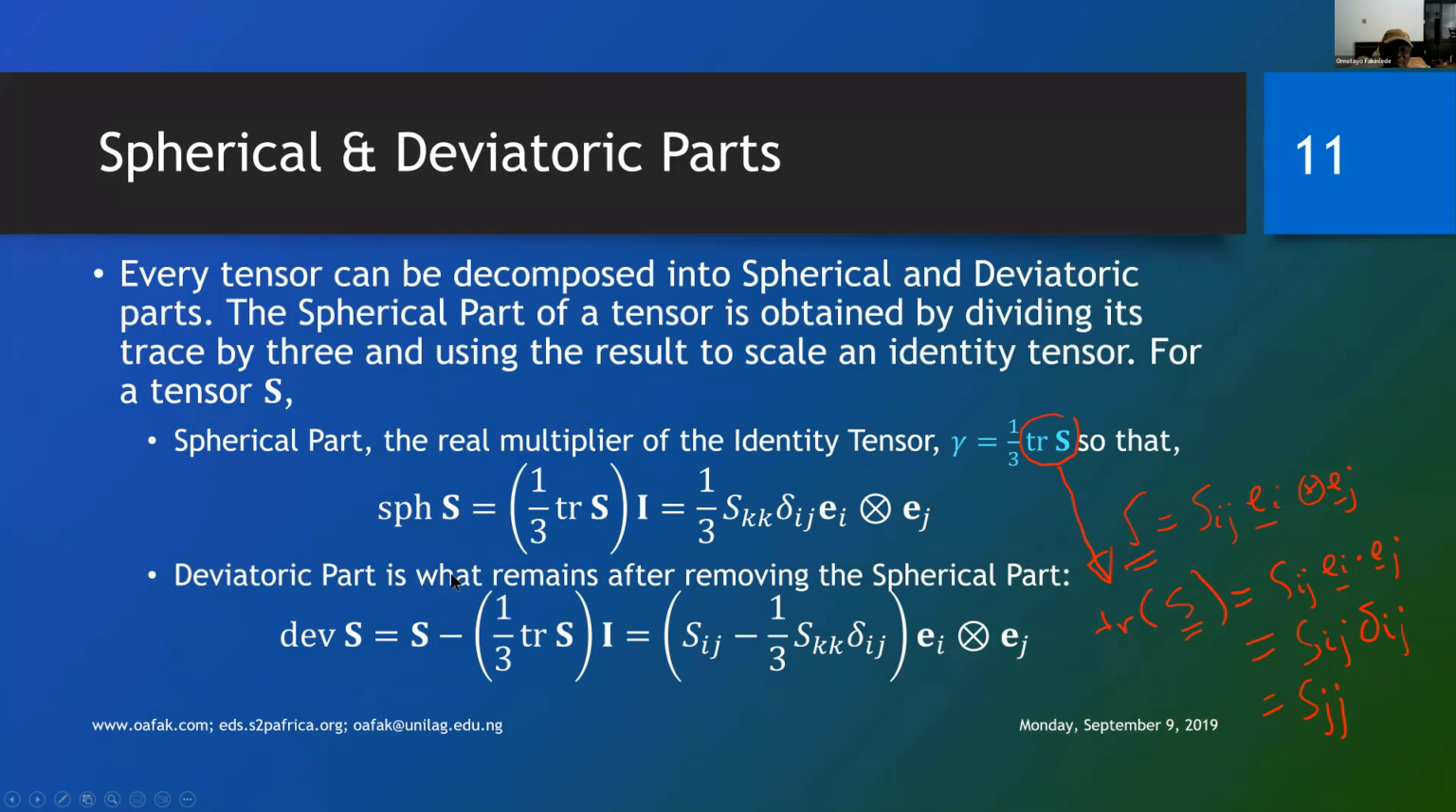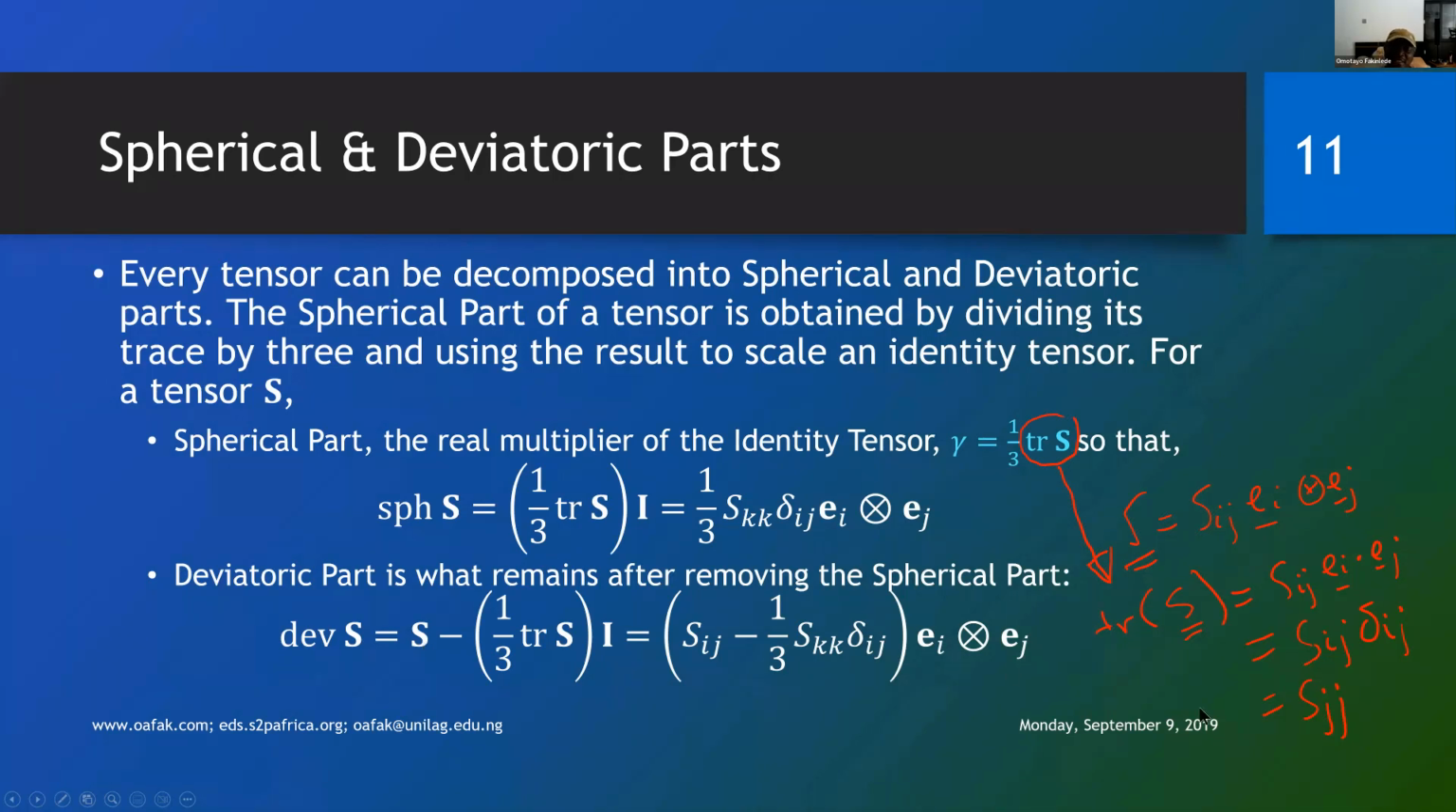Now, the deviatoric part is what remains after removing the spherical part. So if you take the tensor itself and you subtract the spherical part, the remnant is called the deviatoric part. It should be obvious that if you add the deviatoric part and the spherical part, you recover S, just because of the definition. If you transfer this to the other side, the spherical part plus the deviatoric part is equal to the tensor itself. So this is idiot proof.